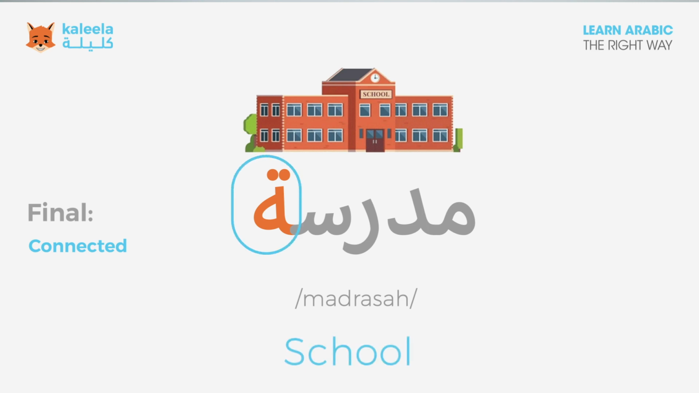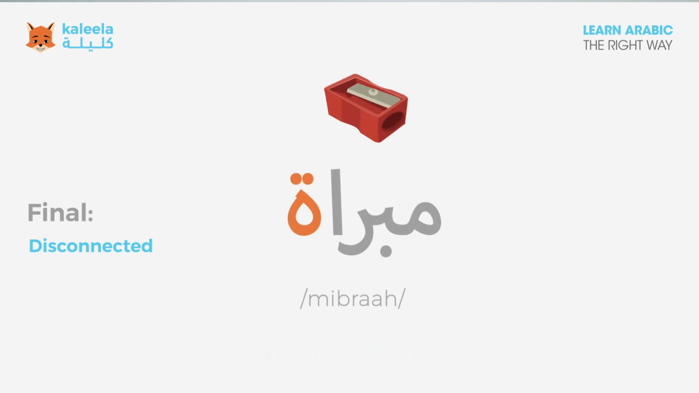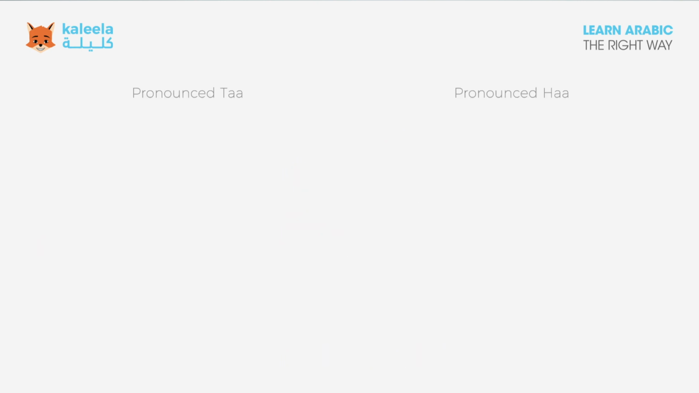The Ta here looks like a circle that is cut in half, written from right to left with two dots above it. The second shape of Ta marbuta, at the end while being disconnected from the previous letters in the word, as in mibra, which means sharpener. The Ta here looks like a circle with two dots above it.